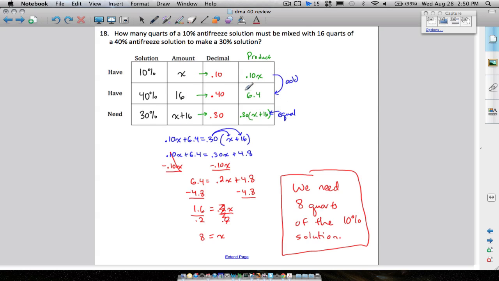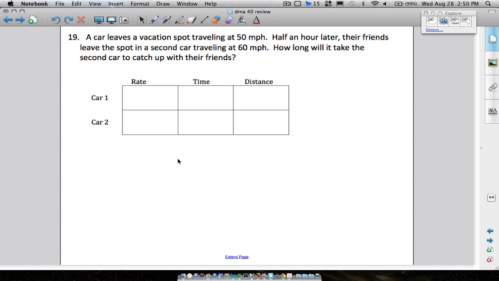But again, it's all about this idea over here, forming your equations and adding these two to equal that amount right there. And that's how we solved that. All right, the next problem.